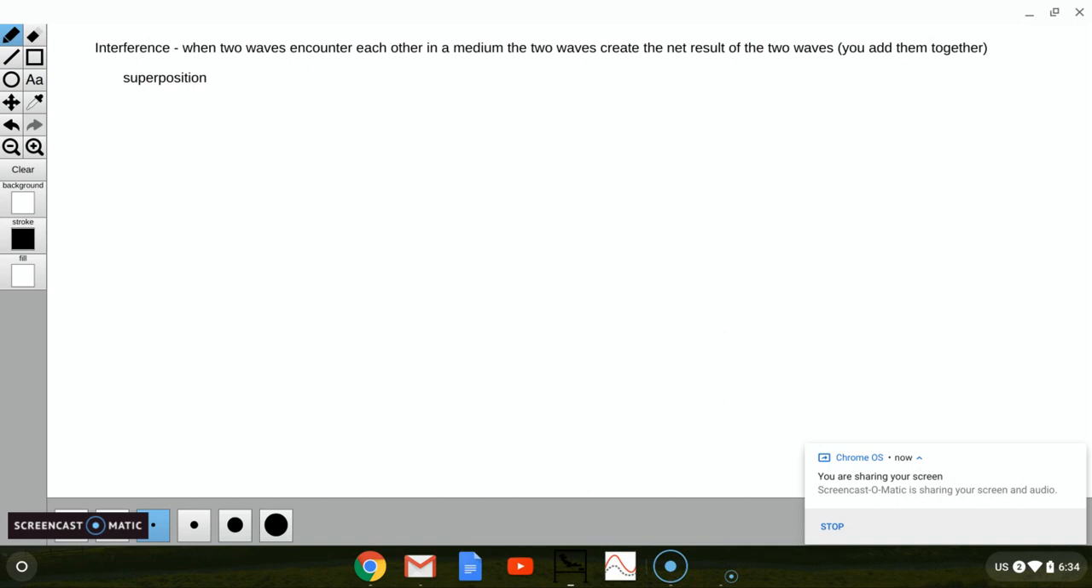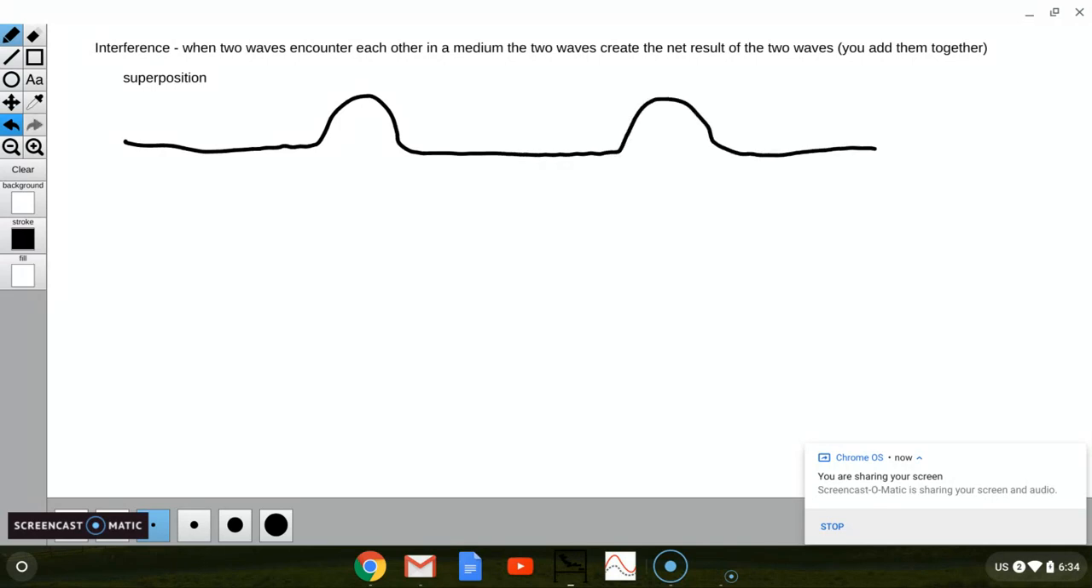So as long as the two waves meet, it doesn't really matter how they meet. They could be traveling in the same direction. They could be traveling in opposite directions. It really doesn't matter. But let's go ahead and just draw in a wave here. So what I've got here is here's my slinky. Here's my slinky. There's one wave pulse coming that way, and there's one wave pulse. Okay, so there's two wave pulses.